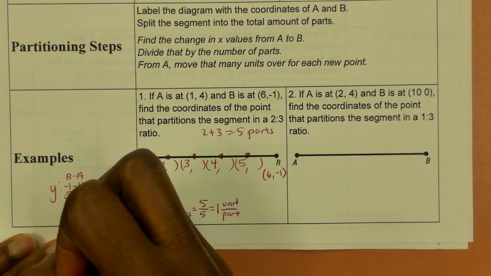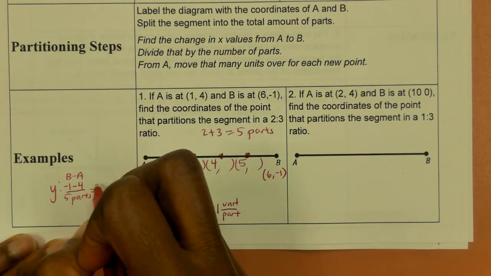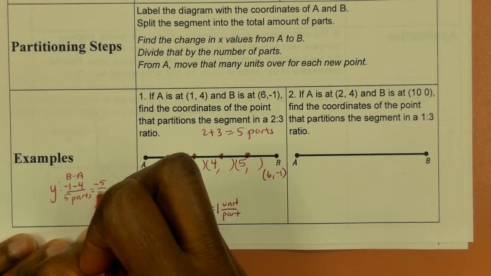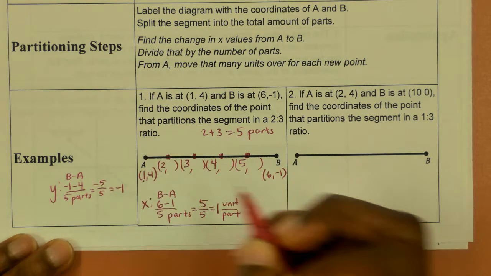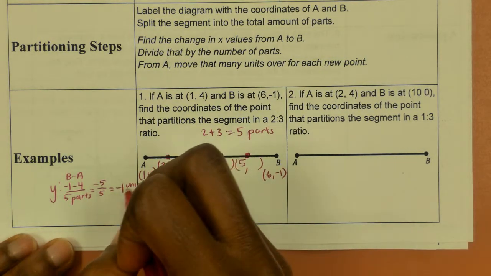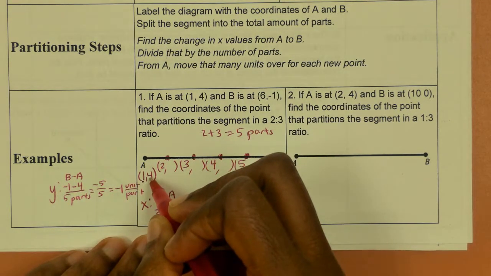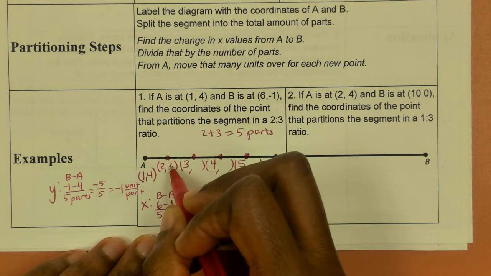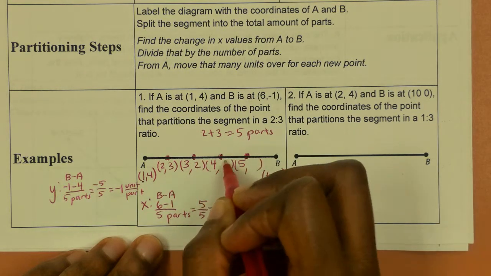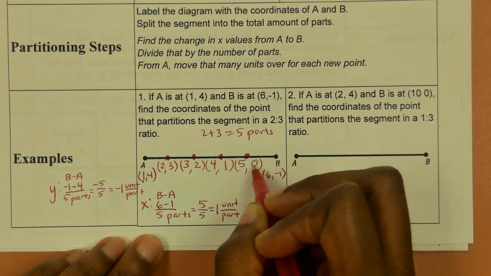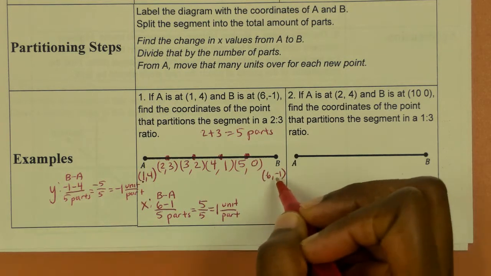And then I'm again dividing that into 5 parts. So -1 minus 4 is -5 over 5, which is going to be -1 unit every point or part. So I'm dropping 1 this time. I'm starting at 4, decreasing 1 unit, decreasing 1 unit, decreasing 1 unit, and decreasing 1 unit. If I decrease 1 more time, I should land at -1, which I do.